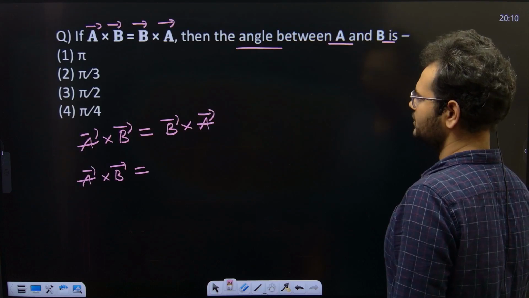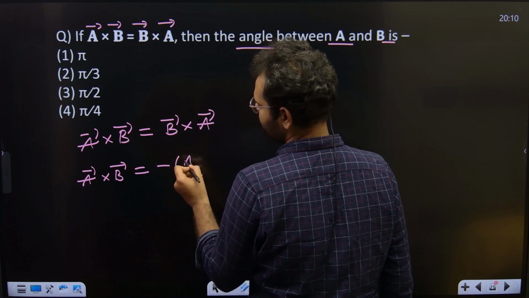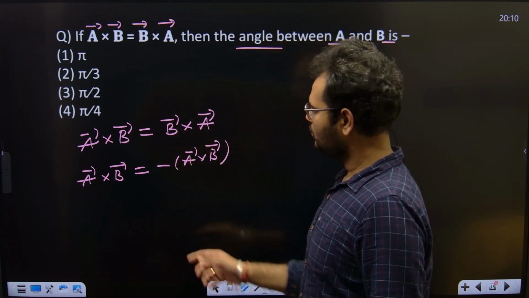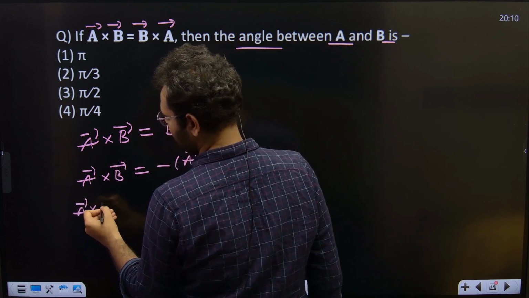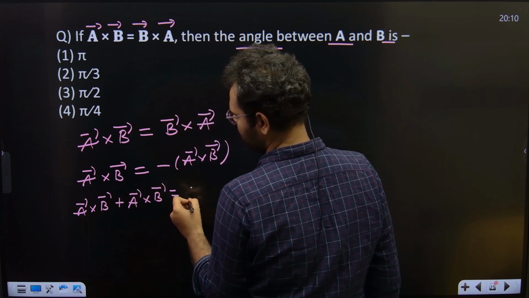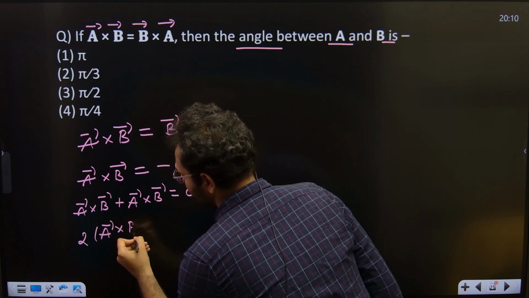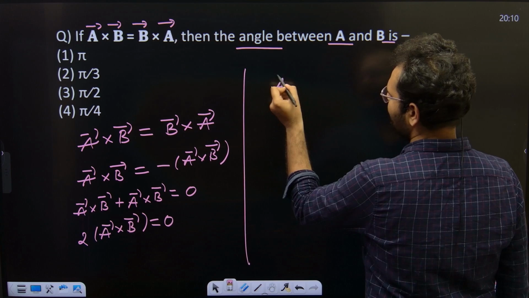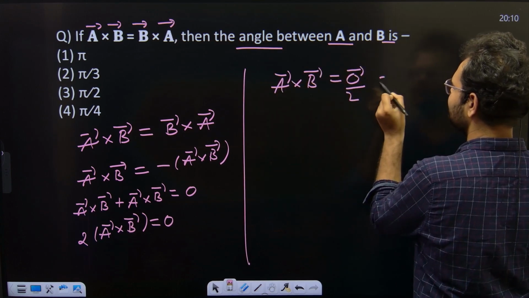What I am saying is, where is our question? Yes, this is my question. So a cross b, can I say it is minus a cross b? Simply I have substituted b cross a as minus a cross b. Now what you do? You take minus this side. So what I will get? a cross b plus a cross b is equal to 0. What is a cross b plus a cross b? 2 times a cross b is equal to 0. Or I can say that a cross b equal to 0. 0 by 2, that is 0 only.